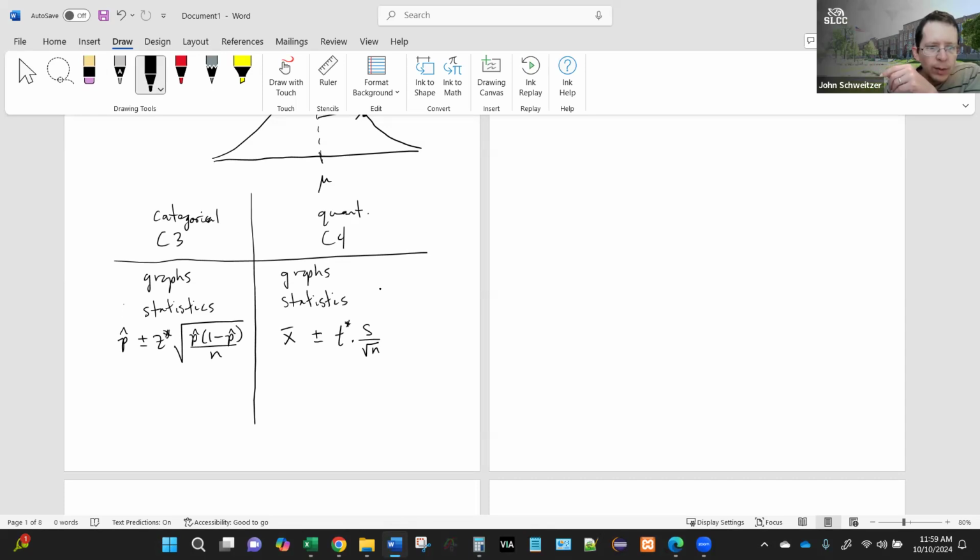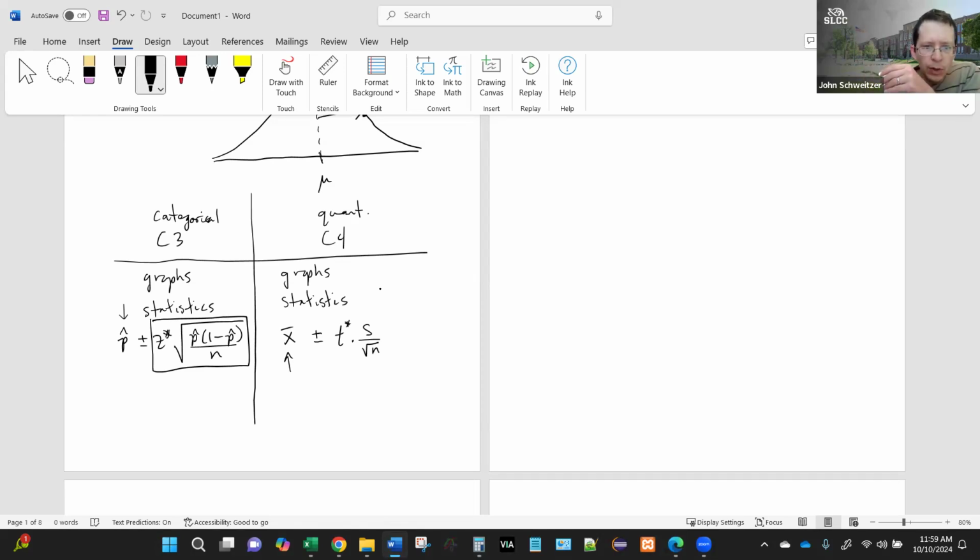So what are the similarities? Well, we need a point estimate. With estimating the population proportion, we used p hat, the sample proportion. So if we're going to estimate the population mean, we'll use the sample mean. It's basically a point estimate in the middle, plus or minus a margin of error, right? The margin of error for p looked like this: we had a critical z-score times a standard error.